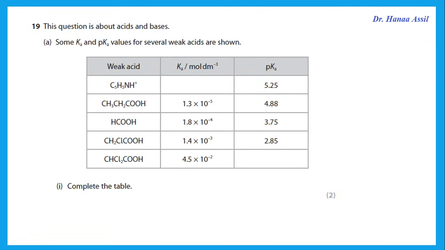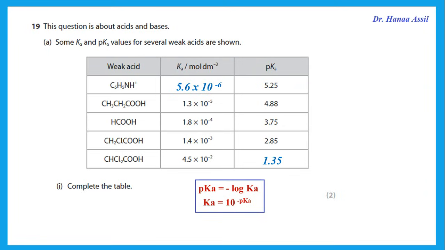This question is about acids and bases. Some Ka and pKa values for several weak acids are shown. Complete the table. So we are required to get the Ka from pKa and the pKa from a Ka. Remember that pKa is minus log of Ka. Ka is 10 to the minus of the pKa. So the Ka of that first acid is 10 to the minus of 5.25. So calculation, you'll find this from the calculator. The pKa is minus log of Ka. So that's what you do for that last acid.